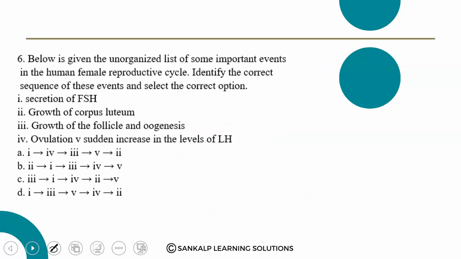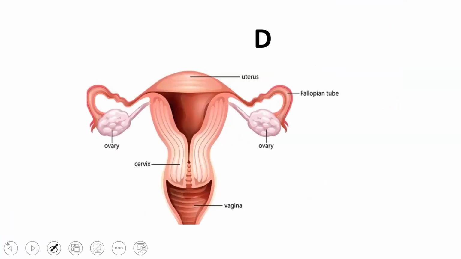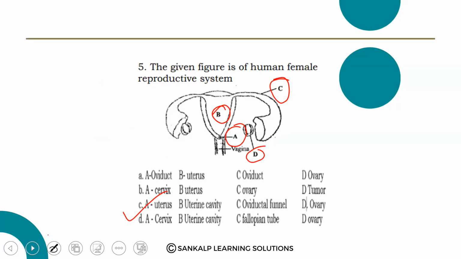Below is given an unorganized list of some important events in the human female reproductive system. Please write down this question. Draw the rough diagram. Don't skip the diagram because you should understand which kind of diagrammatic questions will be asked. Please draw the diagram, write the question, write the options, and then tick the correct answer. I know it is time consuming, but I want you all to write down the questions. Once you are done, let me know.